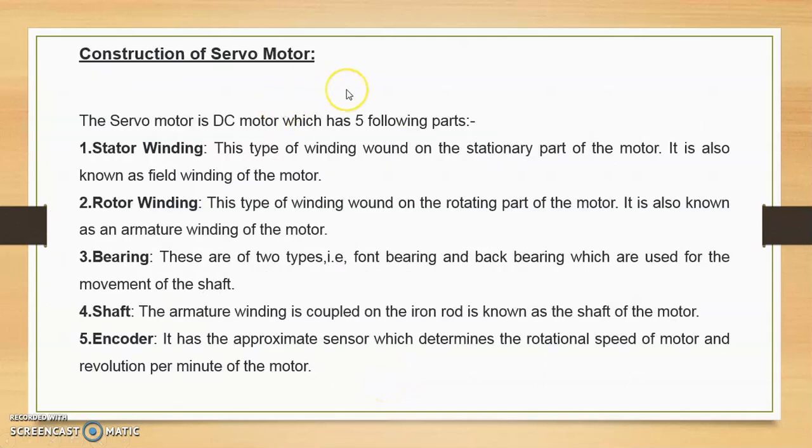The major construction of the servo machine has a stator winding and a rotor winding, and it has an encoder, which is an inbuilt sensor used for the feedback control system and used to measure the revolution. There is a shaft connected to the rotor, which is used for connecting the load, and there is a bearing which is used for free motion of the shaft.